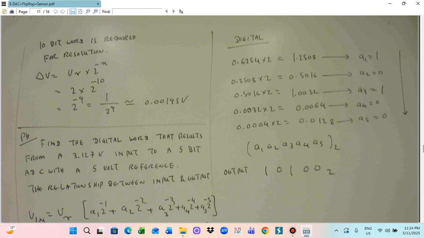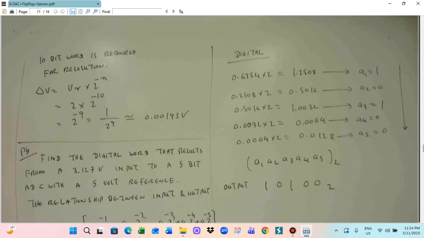So therefore, we have to find out the digital word. In this case, 0.6254 multiplied by 2, so you get 1.2508. So A1 is 1. The 0.2508 we take and multiply by 2, so 0.5016. In this case, A2 is 0. And the 0.5016 multiplied by 2, so 1.0032, so A3 is 1. 0.0032 multiplied by 2, so 0.0064, A4 is 0. 0.0064 multiplied by 2, so 0.0128, so A5 is 0.